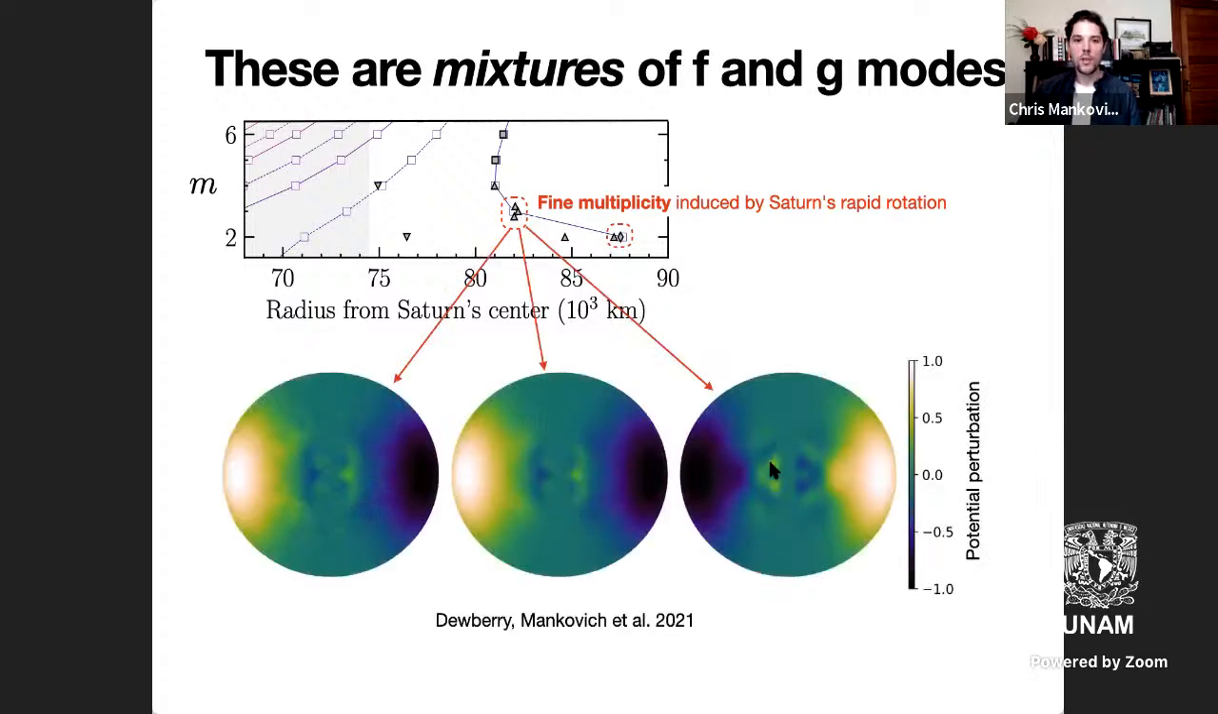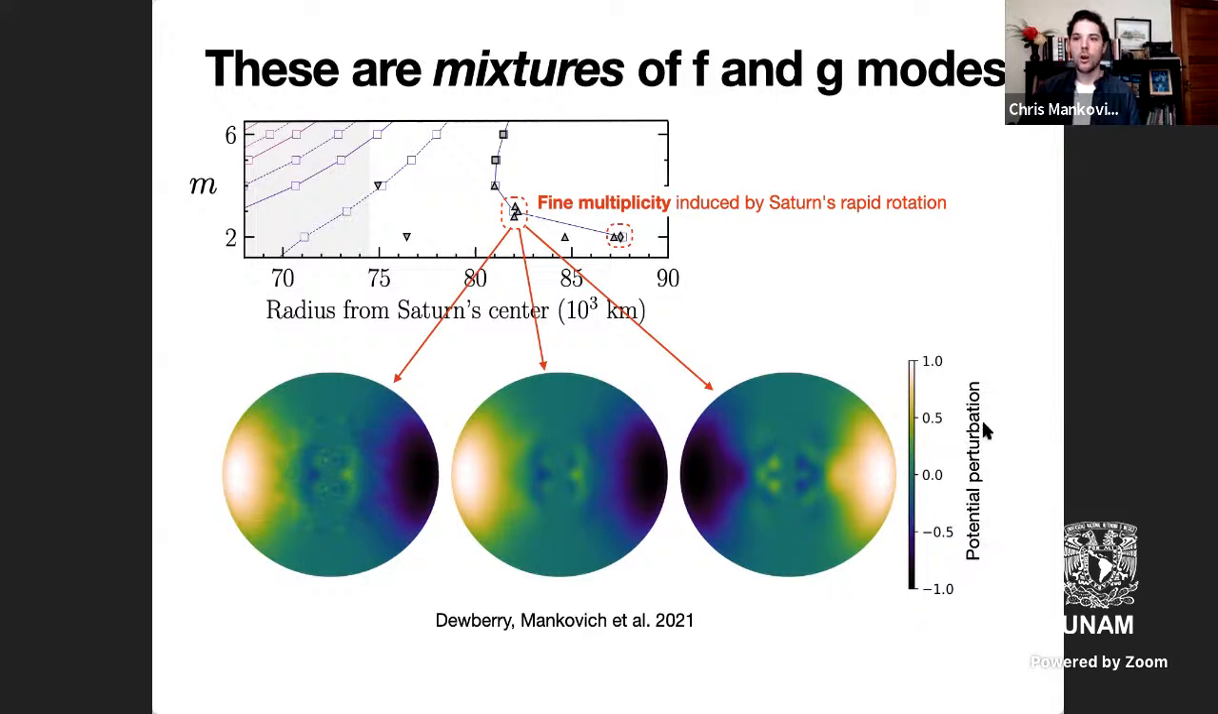This is a main result from my collaborator Janos Dewberry's work on understanding this fine multiplicity. And this is just an example of 3 modes that are produced in a model that has a stable stratification in the interior, where the deep structure of the normal mode actually is that of a G mode, or in this case, what's called a rosette mode, which has a more complicated structure. These are all modes that are only possible because of the buoyancy of the interior, but they're all mixed with Saturn F modes. And so near Saturn's surface, they look more like F modes.